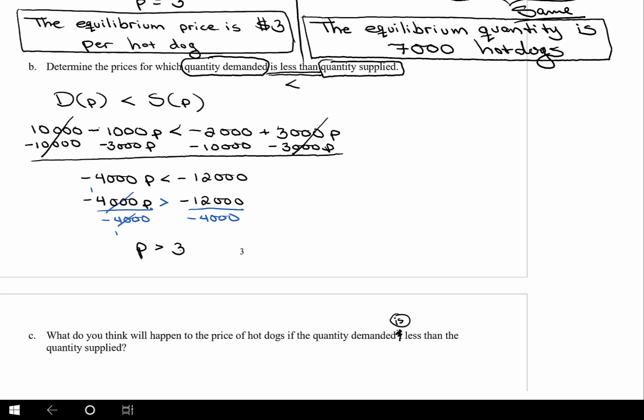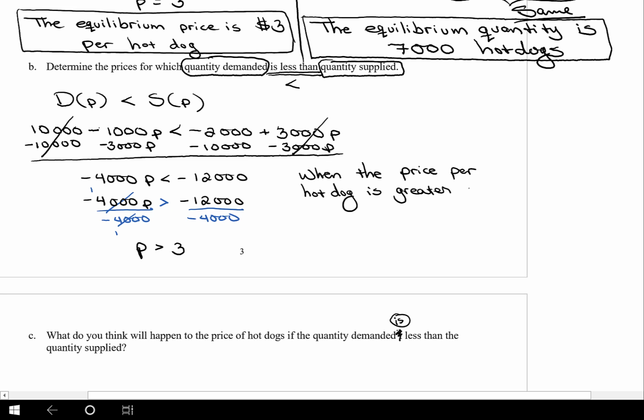So what does this mean? Well, the problem said determine the prices for which quantity demanded is less than quantity supplied. So if P is greater than 3, it basically means that the quantity demanded is going to be less than quantity supplied. People are not really going to want these hot dogs because they're going to be too expensive if you make the price greater than $3.